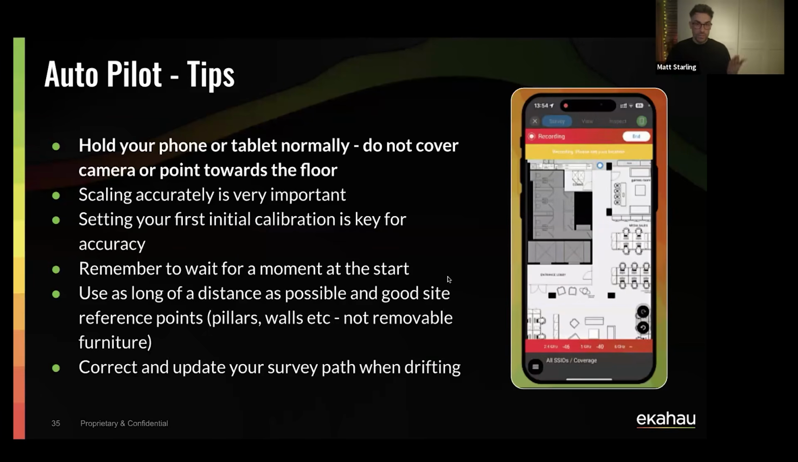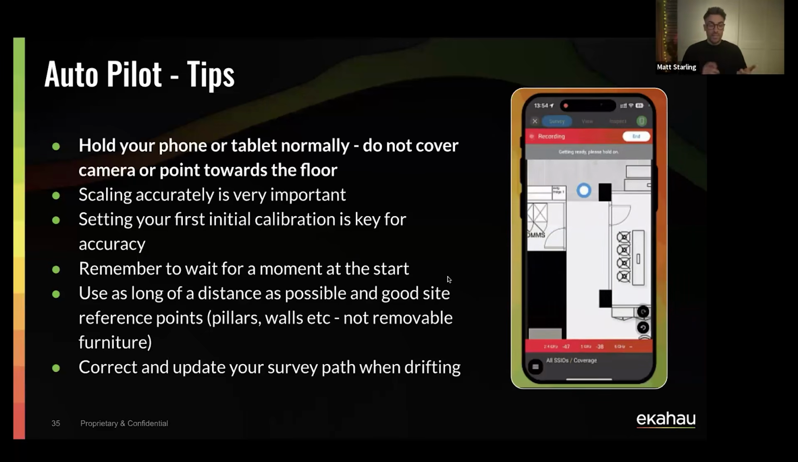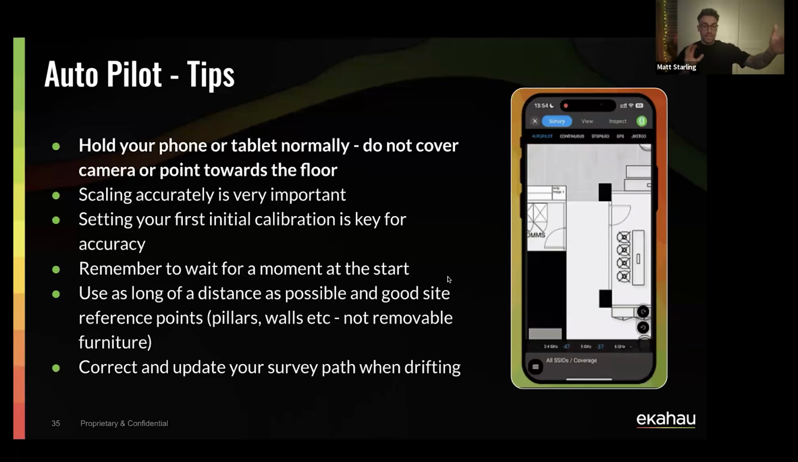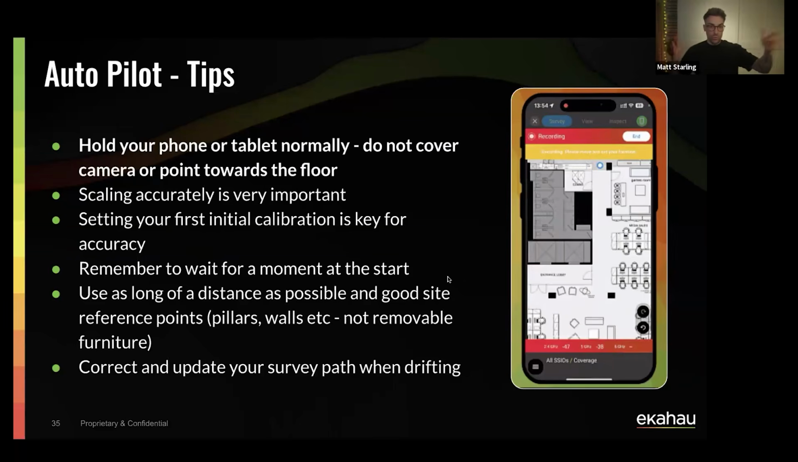And a few tips, like I said earlier: hold your phone like normal. Don't cover the camera or point it towards the floor. Scaling is really important here. If your scale is off, we found that your Autopilot survey path tracking can be a bit skewed. Also the first calibration point is really important. Use something that's definitely there, wait a second, then go to pillars or windows or doors or whatever you definitely know is going to be there. And don't forget, if your path does start to drift, you can correct it. So that was some tips on Autopilot.